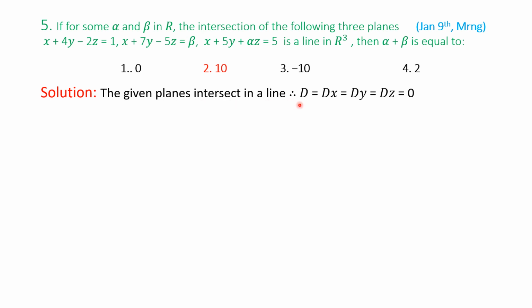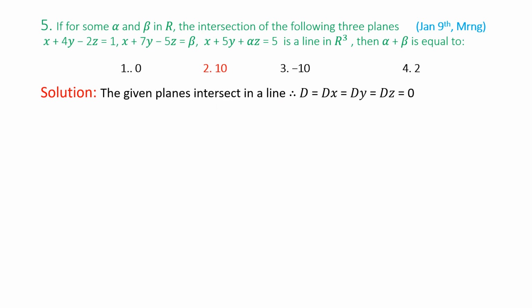Here we observe one result. The determinant of the coefficient matrix, and determinant of dx, it means the first column is replaced by the constant matrix, and dy, it means the second column is replaced by the constant matrix, and dz, the third column is also replaced by the constant matrix. So these are all used in the determinant method, that is Cramer's method. Now the values of these determinants are equal to 0 because the planes are intersecting in a line.